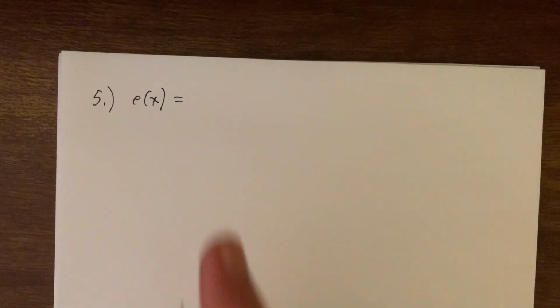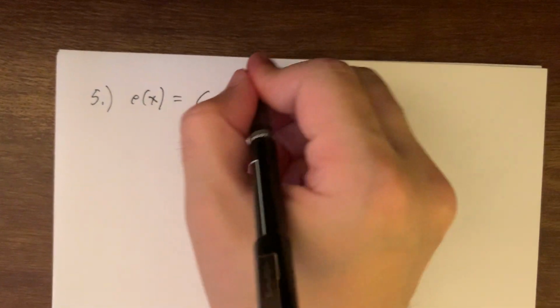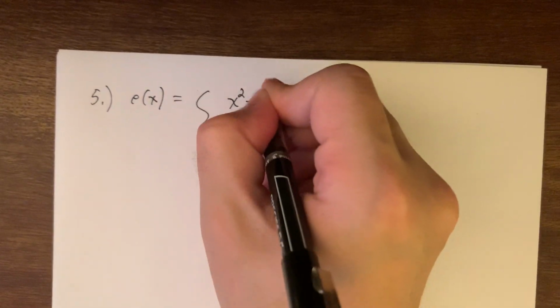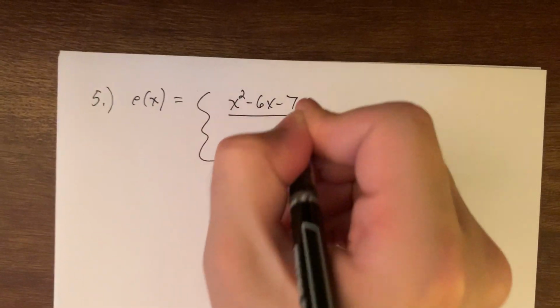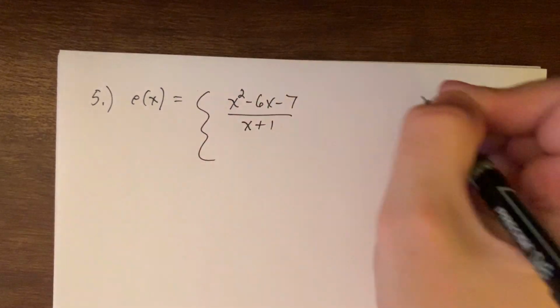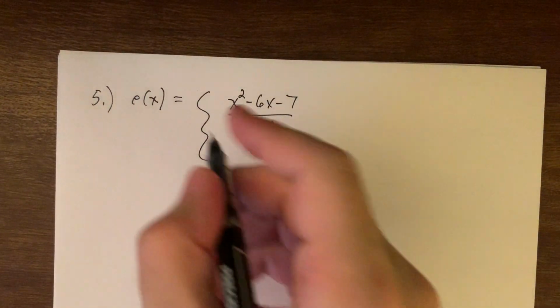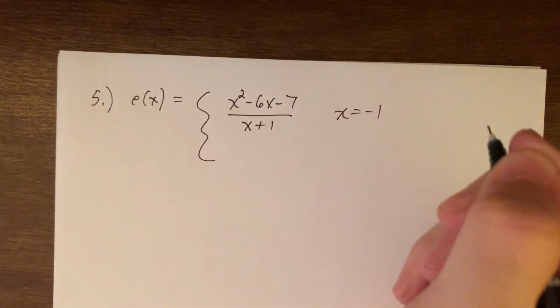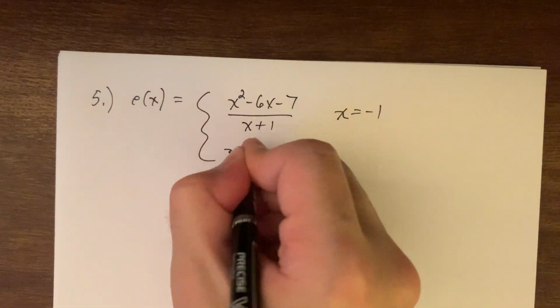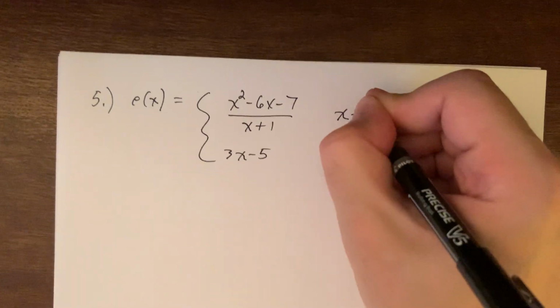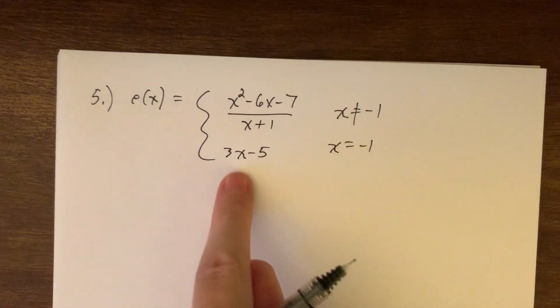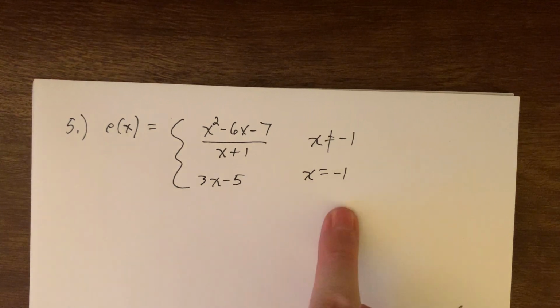So, one more piecewise function. This is number 5. We'll call this one e of x. Let's let e of x be the piecewise x squared minus 6x minus 7 over x plus 1. So that ugly piece is the definition when x does not equal -1. And then it equals 3x minus 5 when x does equal -1. And this will be our definition when x does equal -1.